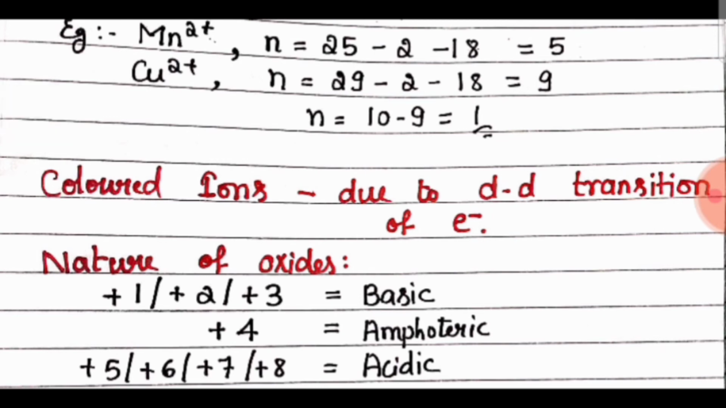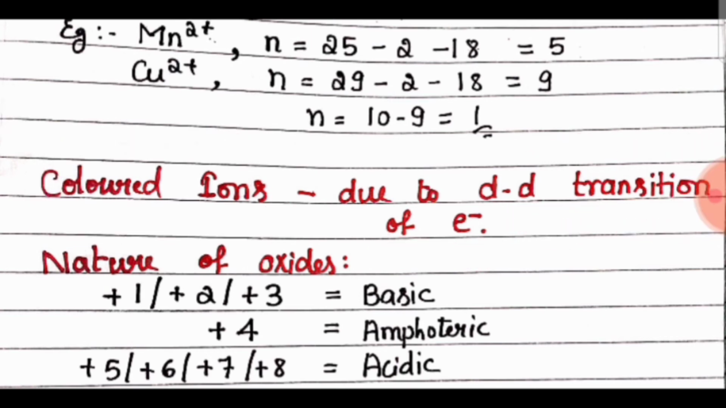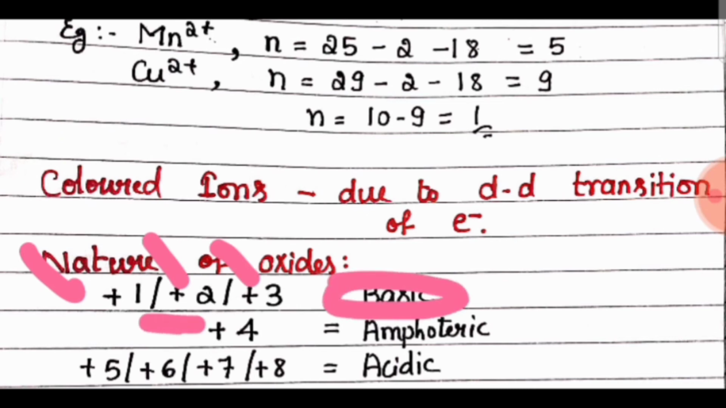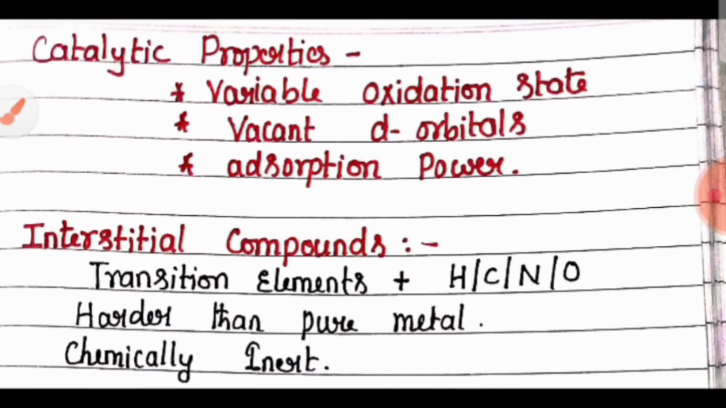And because of the d to d transition of those unpaired electrons, the transition element ions are basically colored. And if the oxidation state of transition element is +1, +2 and +3, they are generally basic in nature. If it is +4, they are amphoteric. If it is +5, +6, +7 and +8, they are acidic in nature.